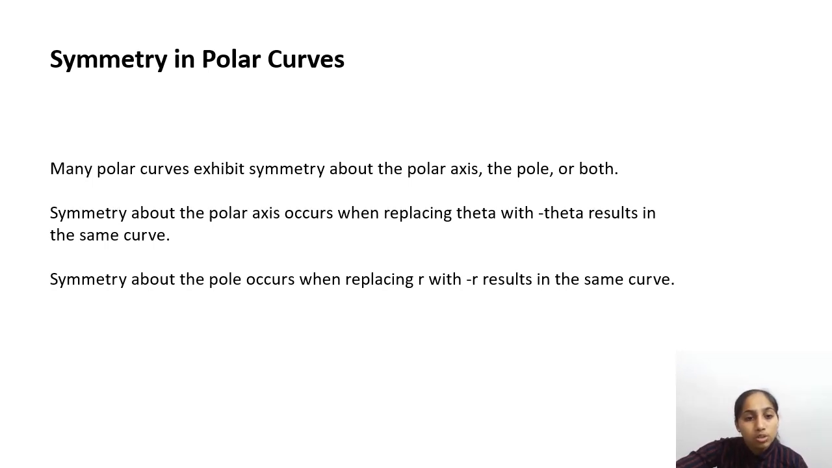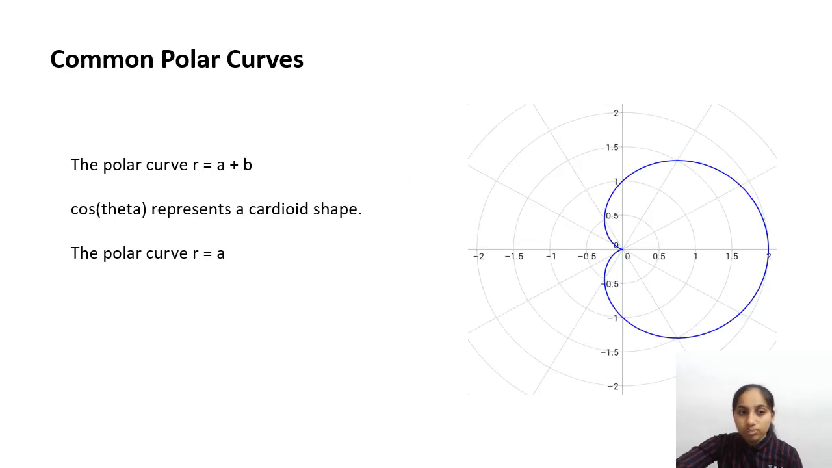Many polar curves exhibit symmetry about the polar axis, the pole, or both. Symmetry about the polar axis occurs when replacing theta with negative theta results in the same curve. Symmetry about the pole occurs when replacing r with negative r results in the same curve.